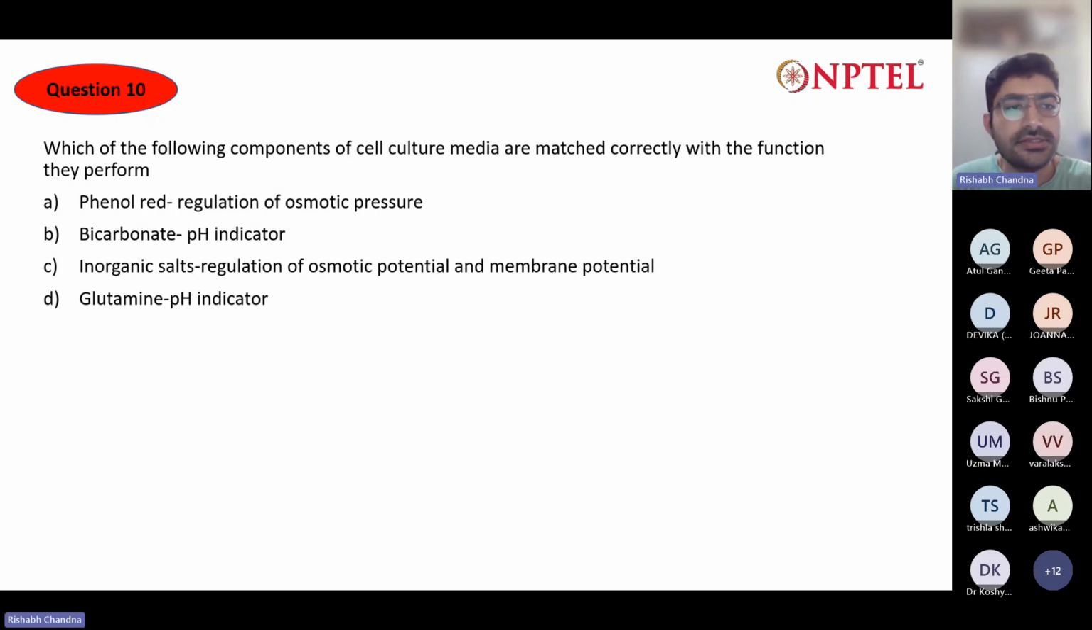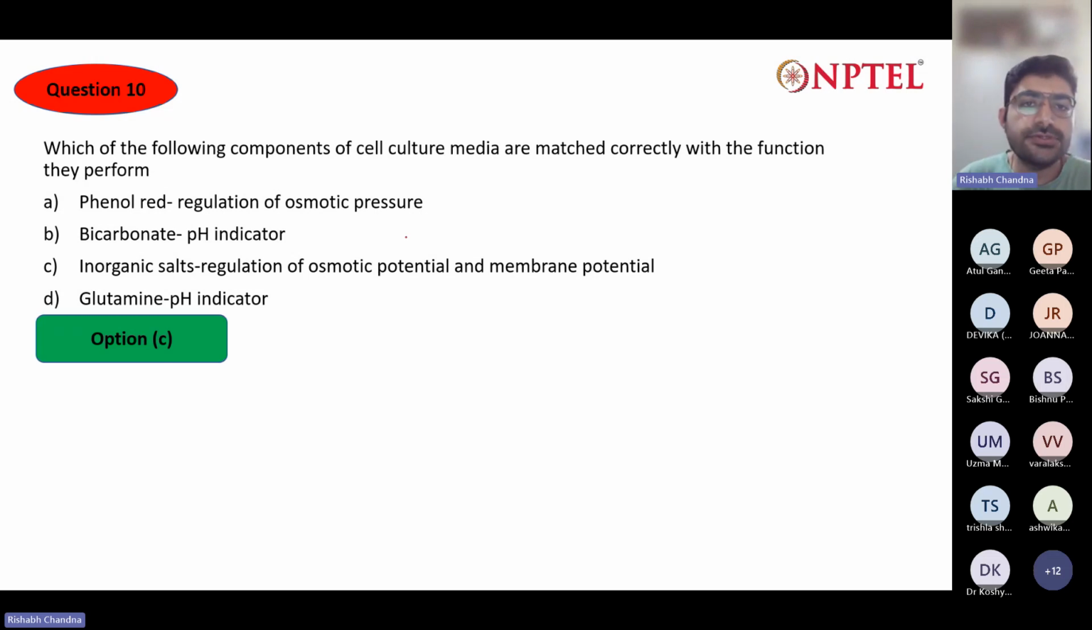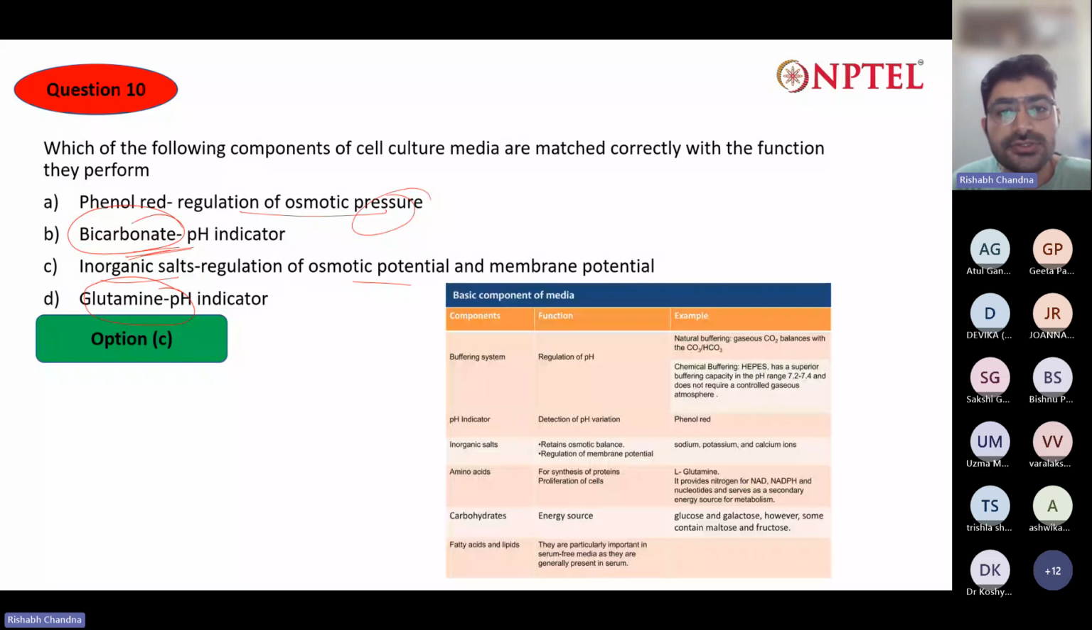So yes, the answer is option C. In this case, phenol red is used as a pH indicator, not in the regulation of osmotic pressure. Bicarbonate ion is used for its buffering activity, so it's used as a pH buffer. Inorganic salts are used in regulation of osmotic pressure and membrane potential, and glutamine is used as a source of nitrogen as well as amino acids. These are the basic things that we require in a media.